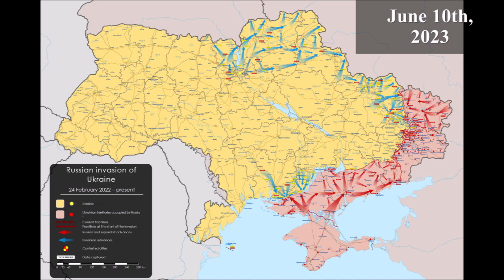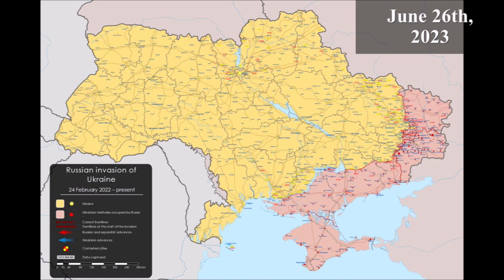The fifth phase covers the period from June 8, 2023, as the 2023 Ukrainian counteroffensive began, to November 30, 2023.